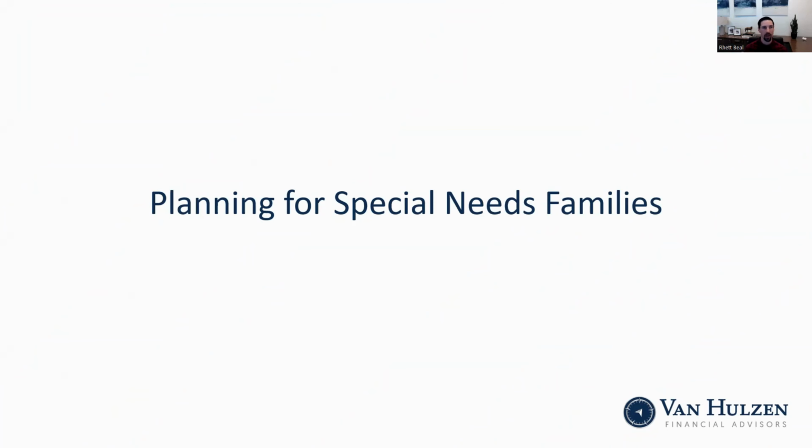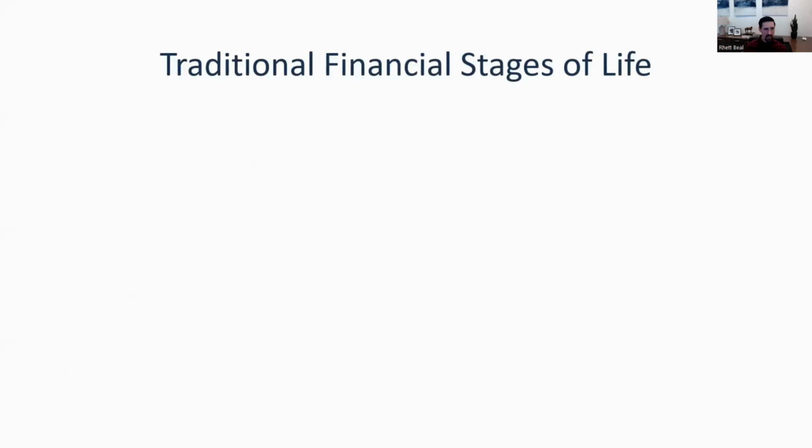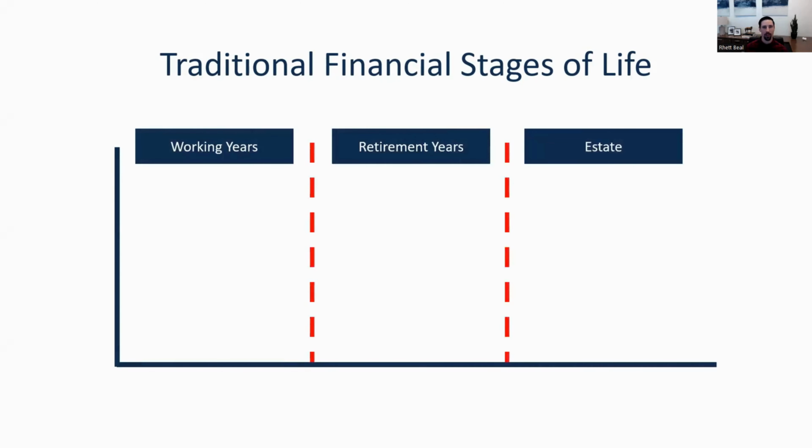This is what I do, right? I'm a financial advisor. I do financial planning, and then I help people align an investment strategy to achieve those goals and objectives, right? How do you make sure that the parents consider themselves in their financial plan, as well as think about their child? And so when we do this, the traditional financial stages of life come in three forms, right? All of us, we have our working years, we have our retirement years, and then there is our estate.